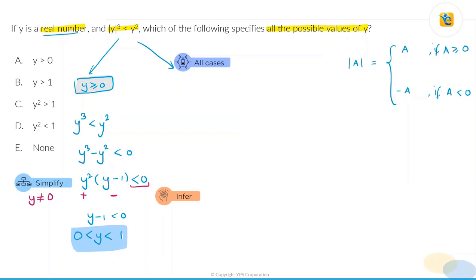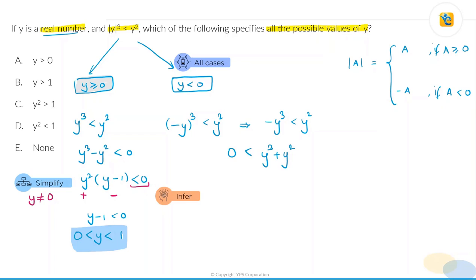Similarly, let's try to solve the second case, which is where y is negative. In this case, we will open the absolute value of y as negative y. So this is negative y whole cubed less than y squared. Well, now the cube of negative y will just be minus y cubed less than y squared. Yet again, get everything on the same side. So I can say it's y cubed plus y squared, and 0 stays here. So this is now positive. The same story, you take y squared common. This is what you have, and this is greater than 0.